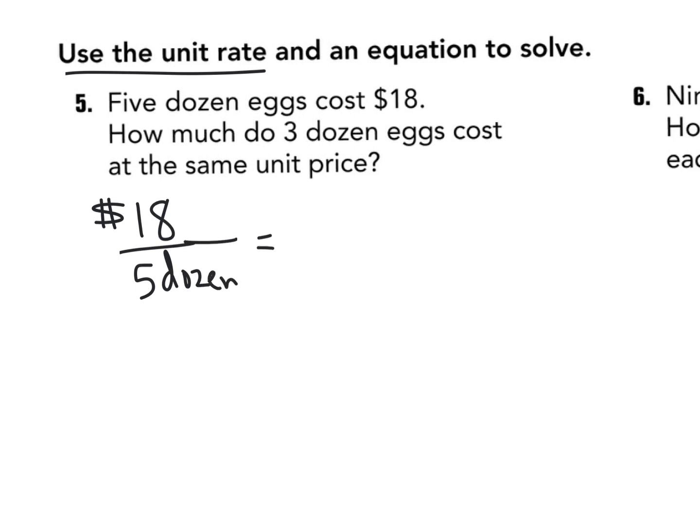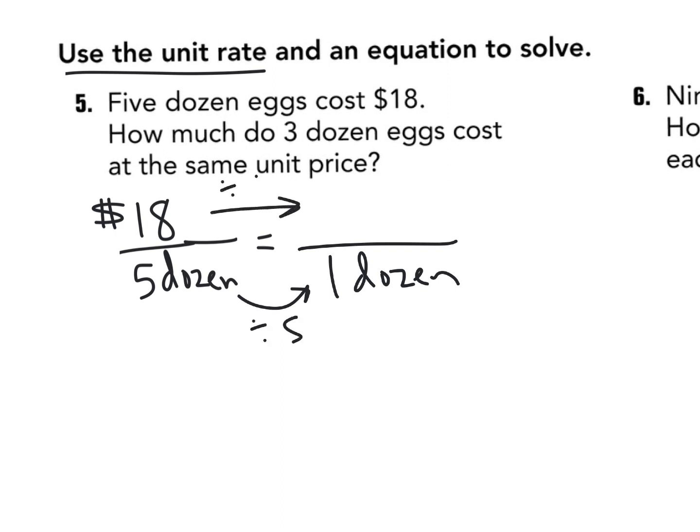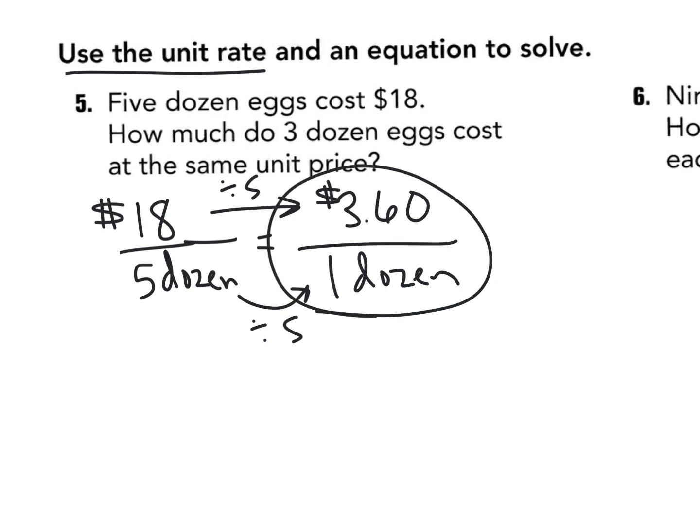Initially, we've done this problem before, and I actually changed the 5 dozen eggs into, there's 12 in a dozen, 12 times 5 is 60. I changed that to 60 eggs. But if you'll notice, we're trying to find the price for 3 dozen eggs. So we don't really need to just find the price of 1 egg. We can find the price of 1 dozen eggs. So the unit rate would be the price for 1 dozen eggs. And we know that's dividing by 5, or if you just do 18 divided by 5, that comes out to 3.6, which means $3.60 for 1 dozen.